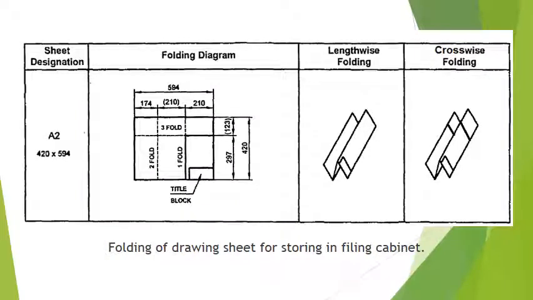Now we will discuss folding of drawing sheet for storing in filing cabinet. See, in this method we will not use punch hole or punch mark because the file has to be folded and kept in filing cabinet. So there is no need of punch hole. In the table first we can see sheet designation A2 with its actual size. In the second column we have the folding diagram with folds and creases about which the A2 size will be folded. In the third column we have lengthwise folding, and in the last column we have crosswise folding. And in both of the methods the title block is always visible at the top.